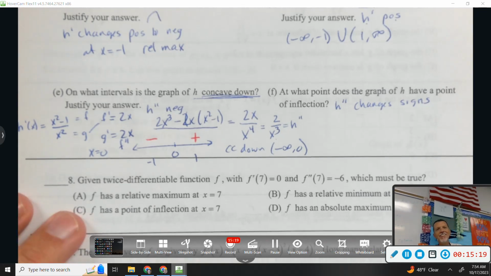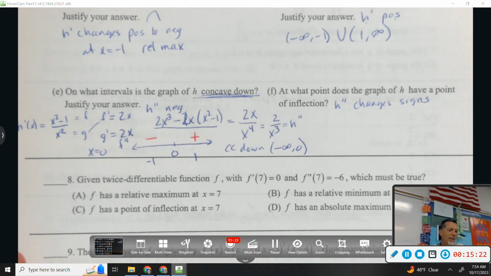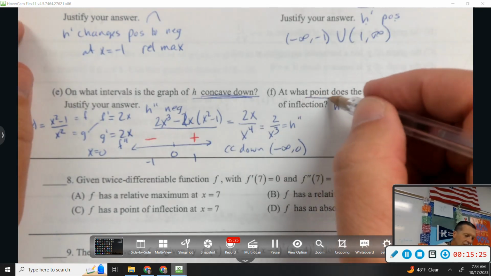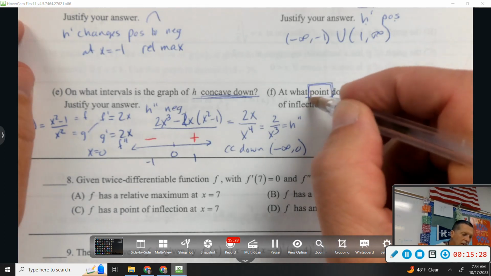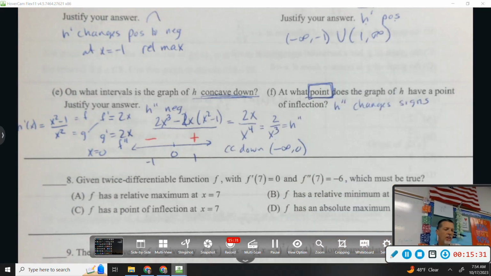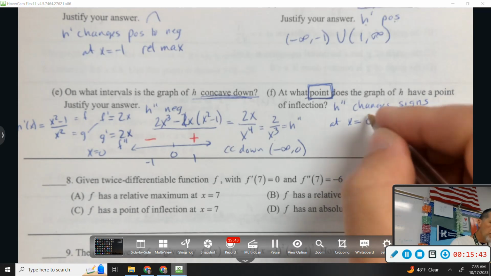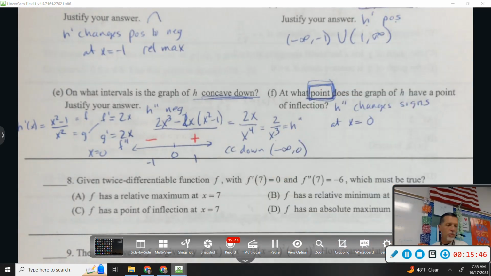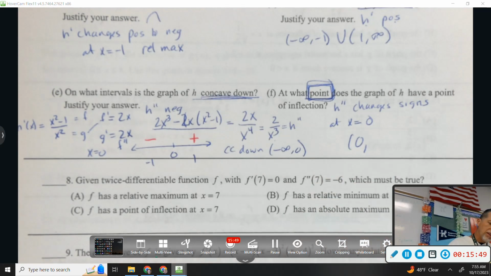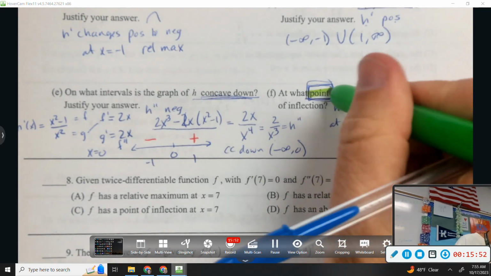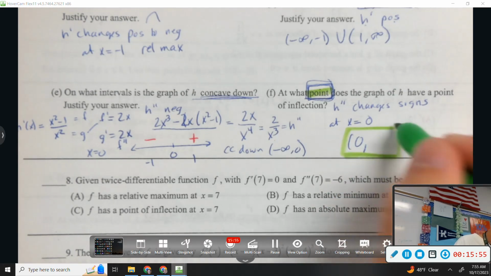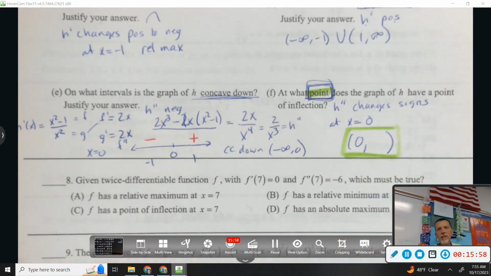Okay, point F, or question F. At what point, so I need to give a point, does the graph of H have a point of inflection? So where does H double prime change signs? At 0. But it asks me for a point, so I don't want to just say at x equals 0. I want 0 comma something because it asks me for a point. At what point? So how do I figure out the y coordinate? Plug it in, but plug it into what?